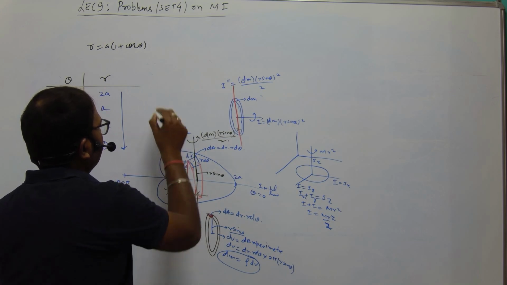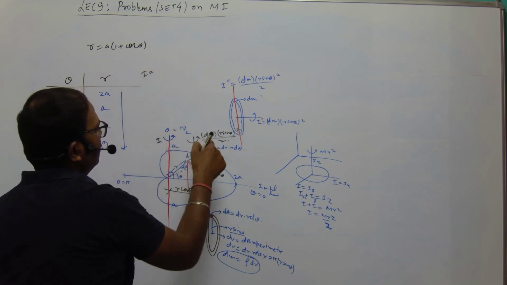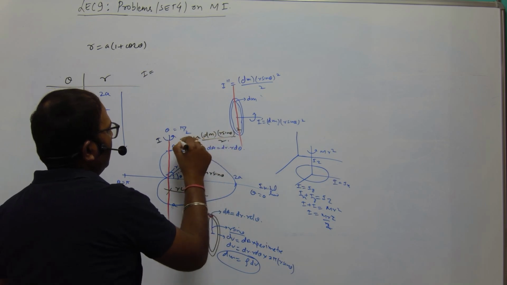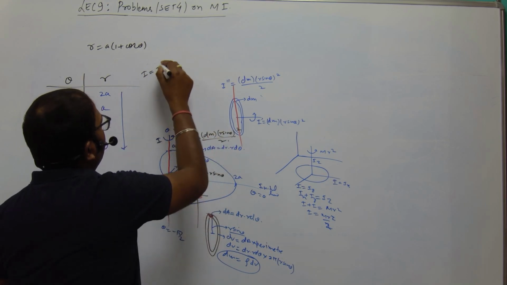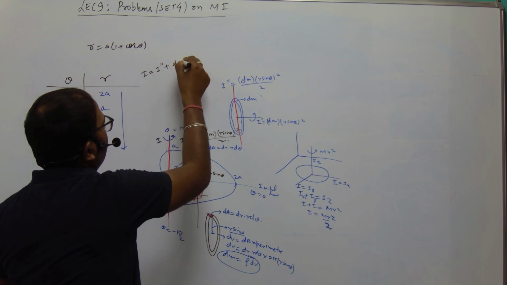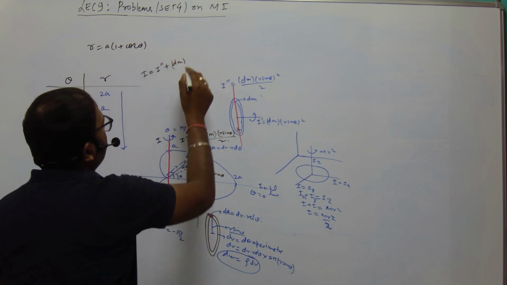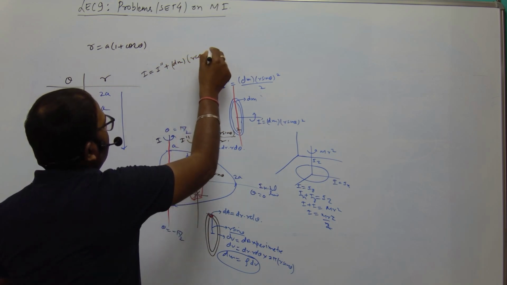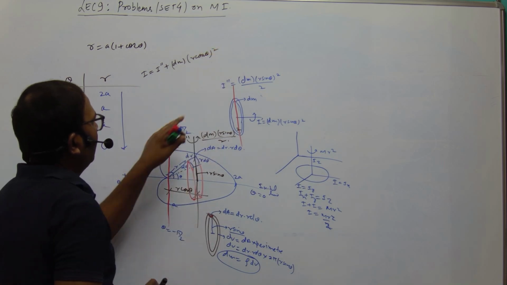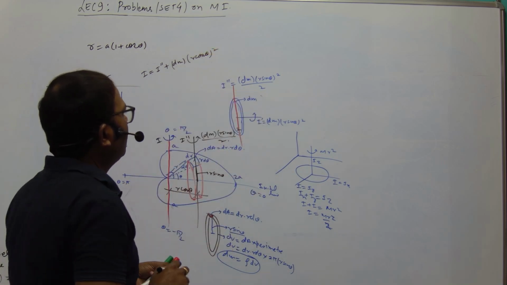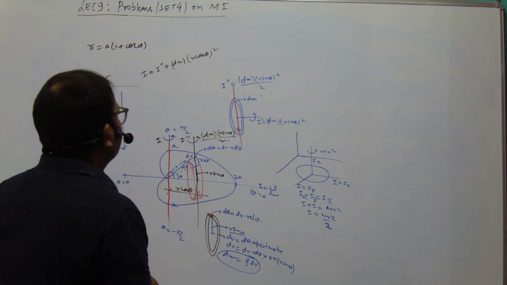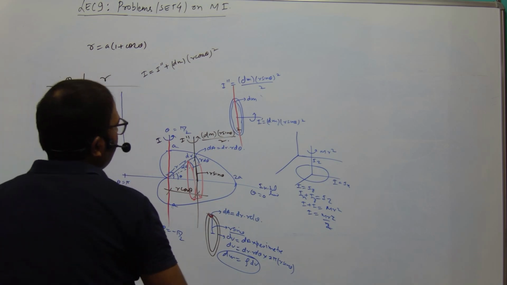What will be the moment of inertia? Value of I. So the value of I will be I double dash plus dm into this distance, r cos theta, whole square. And I double dash is dm into (r sin theta) whole square upon 2. Okay, so let us solve this. Let us place the value of this.